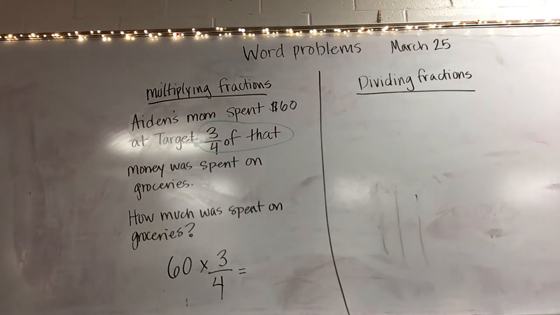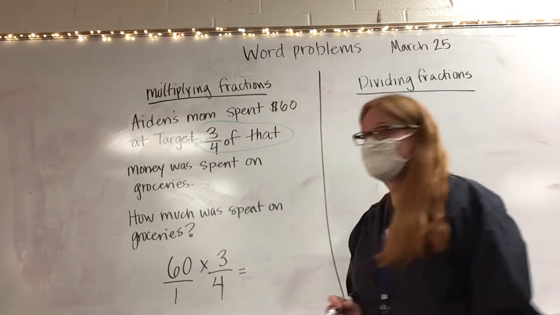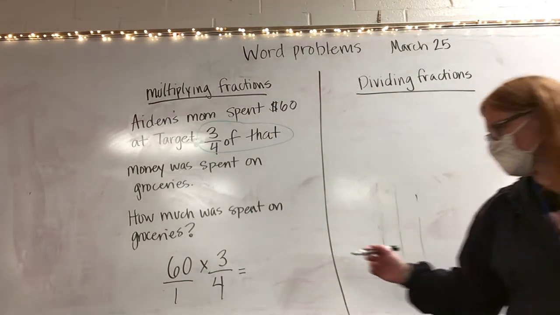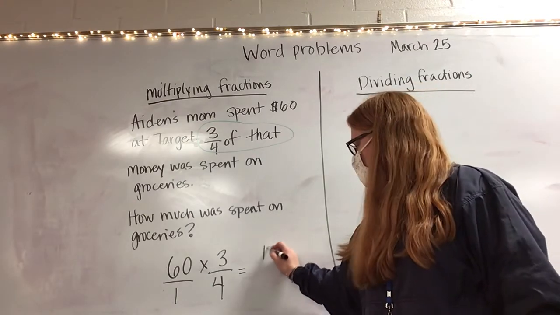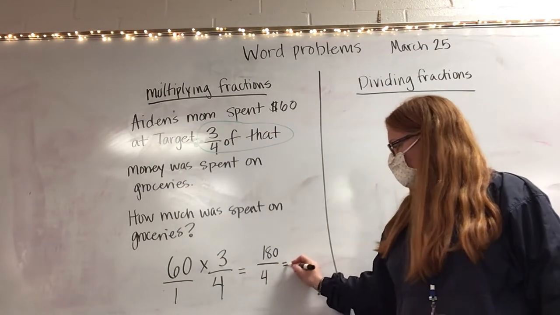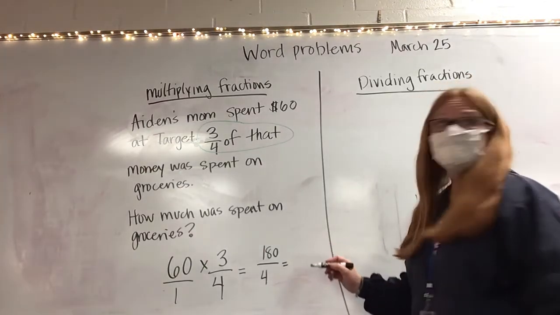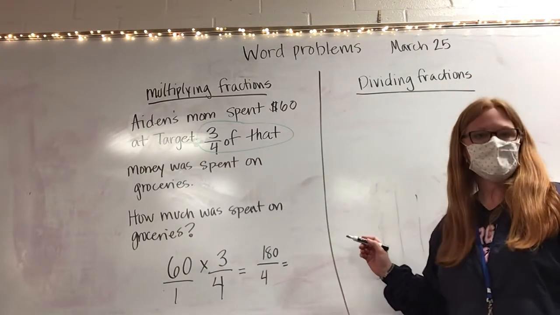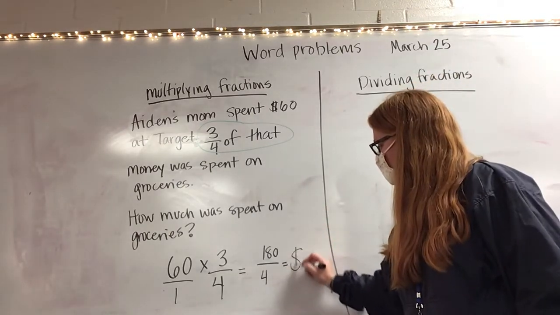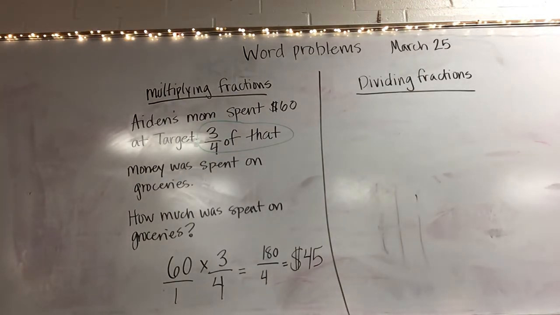And what do we do to whole numbers when we're multiplying, Walsh? We make them into 60 over 1. Yeah, make it into a fraction. So what is 60 times 3? 180. And what is 1 times 4? 4. 4 will go into 180 how many times? Aiden? You already got it. What is it? 45? Yep, 45. That's a hard one. So how much did she spend on groceries? 45. She went a lot of groceries.